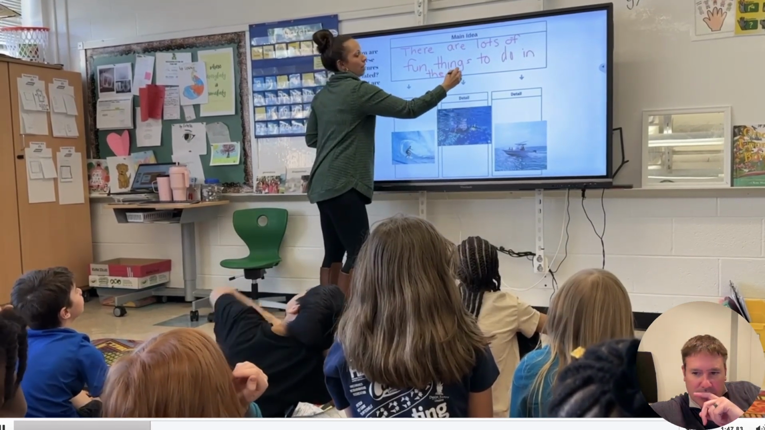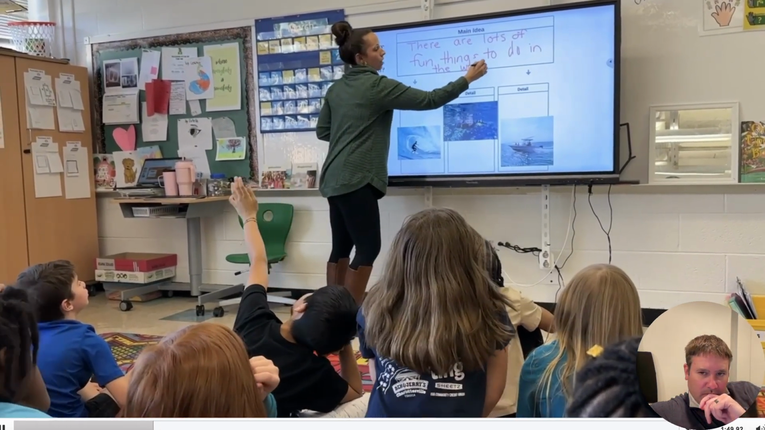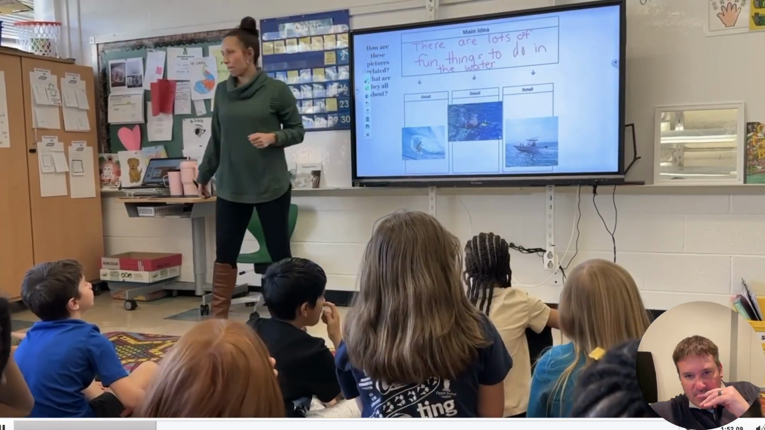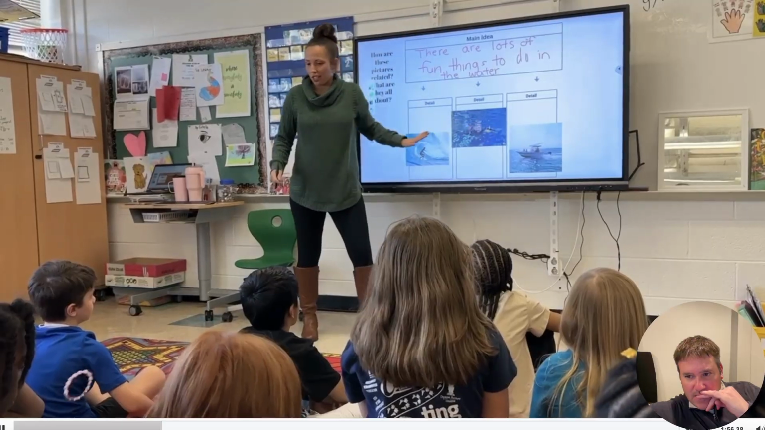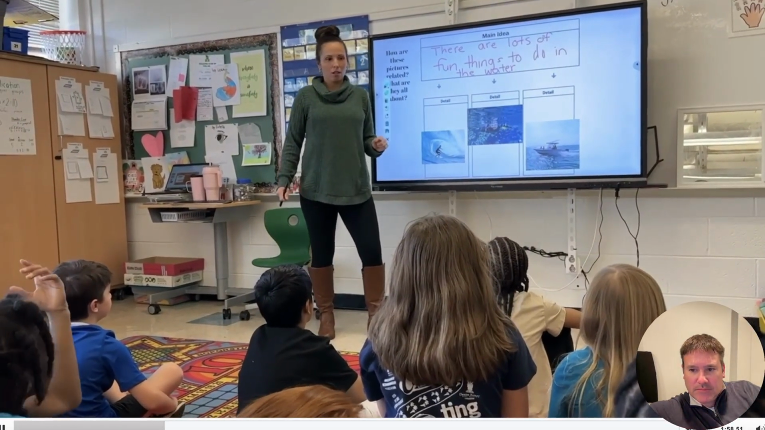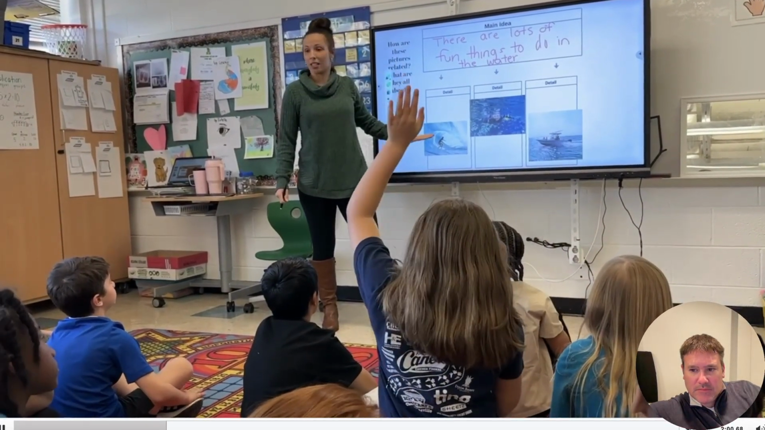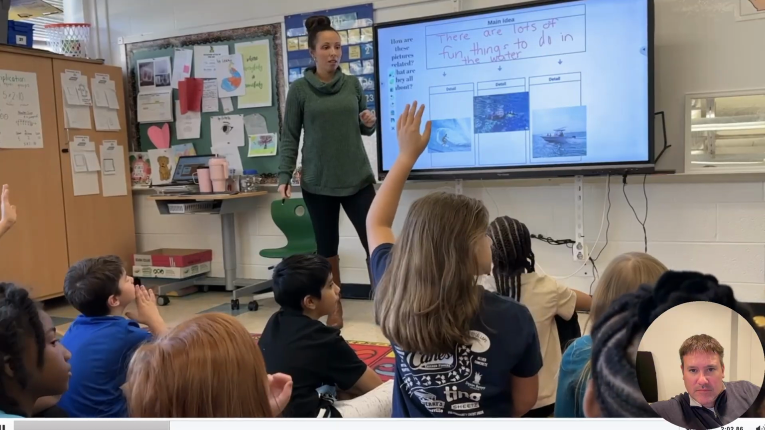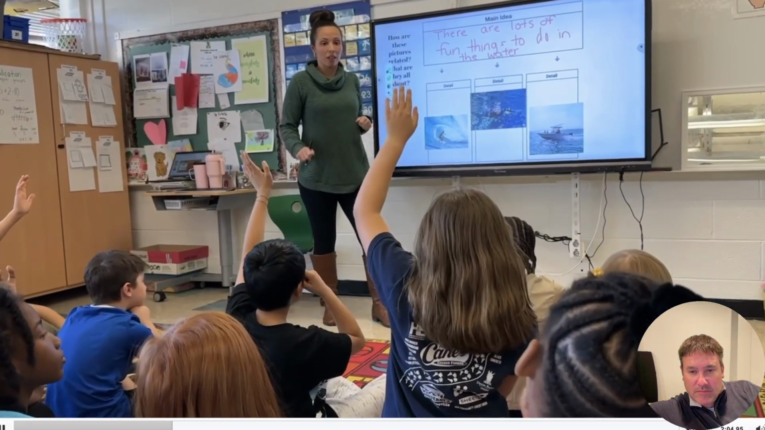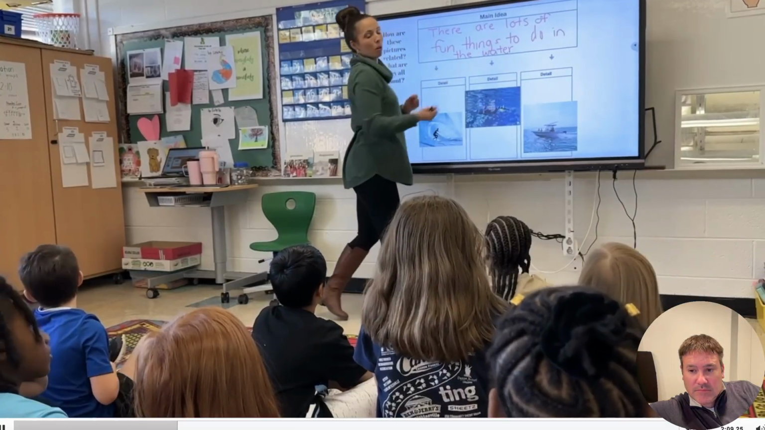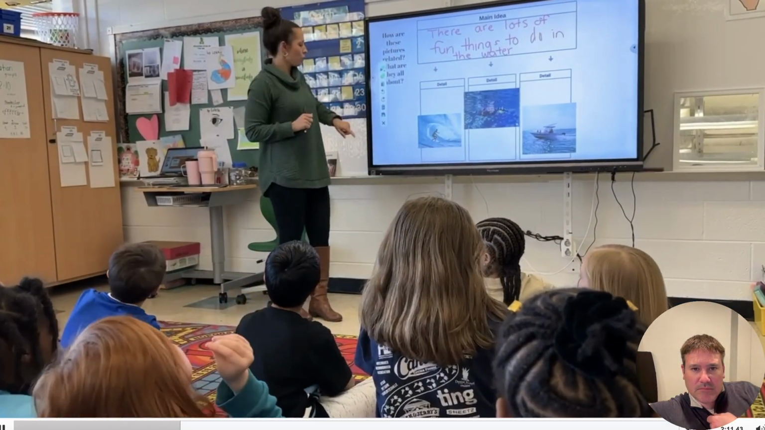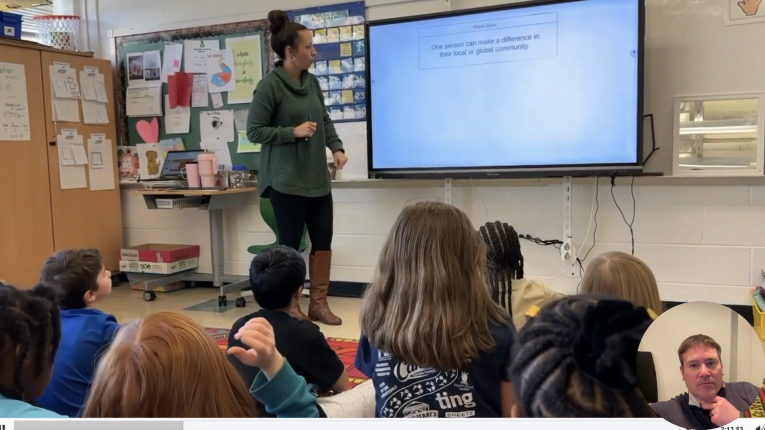What else? What other details show us that there are lots of fun things to do in the water? You can go fishing on a boat. Are there other things that could be on this graphic organizer? Who has another idea that could be on this that's not here? Oscar. Maybe boogie boarding. Aviva. Swimming. So all of those could be a detail that supports our main idea. I know there's more, but we're going to save it for now.